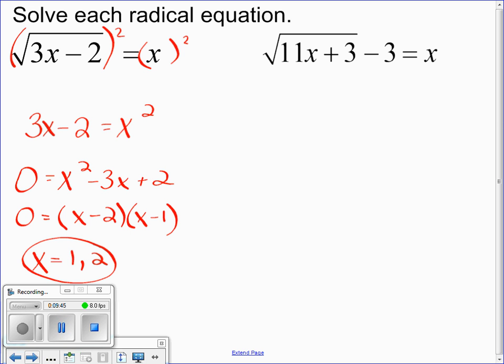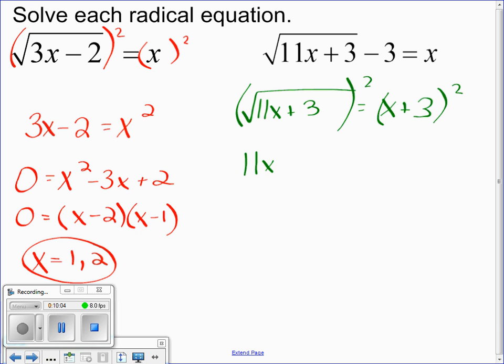All right, guys, what about the next one? You just do it. What do you do first? Add 3. Then what? Square both sides. So we get 11x plus 3 equals. Thank you. What did you just say? What's your mouth? Jeez.